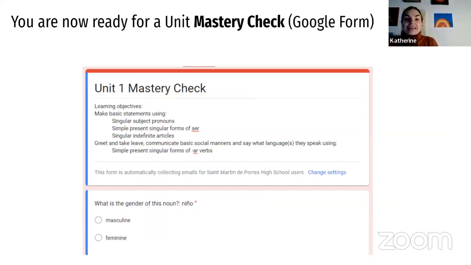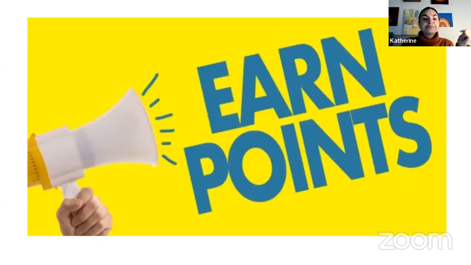And when they are done with their unit on Duolingo and in the packet, I give them a mastery check or an assessment or a quiz, whatever you might want to call it. I've created mastery checks on Google Forms for all the units. And basically, as students finish that unit, I send them this mastery check. And this is where I enter their mastery grade. So that's how I know whether they really understand the material or not. And then they, of course, earn points.